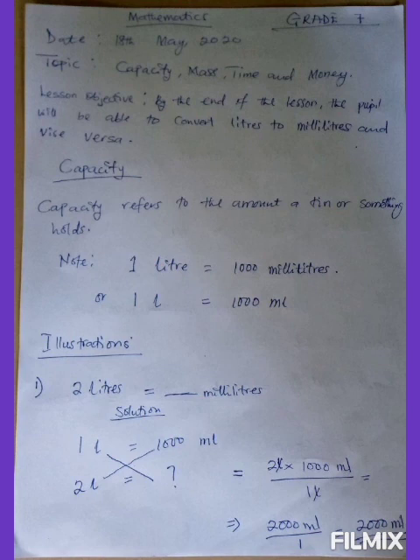So we will have 2 times 1,000. That's 2 liters times the 1,000 milliliters all over 1. 2 times 1,000 will give us what? 2,000 milliliters over 1. We know that every number over 1 is the number itself, so therefore we get 2,000 milliliters.